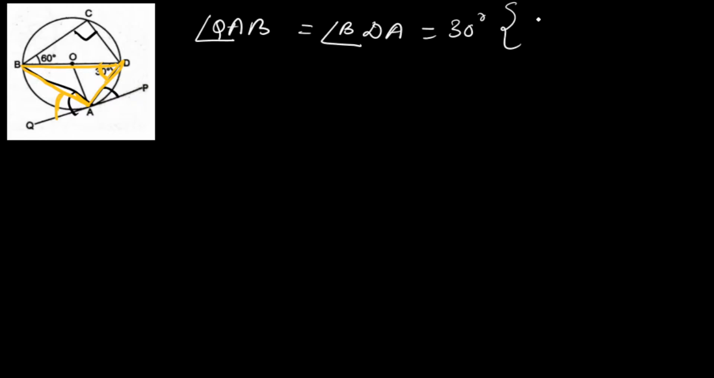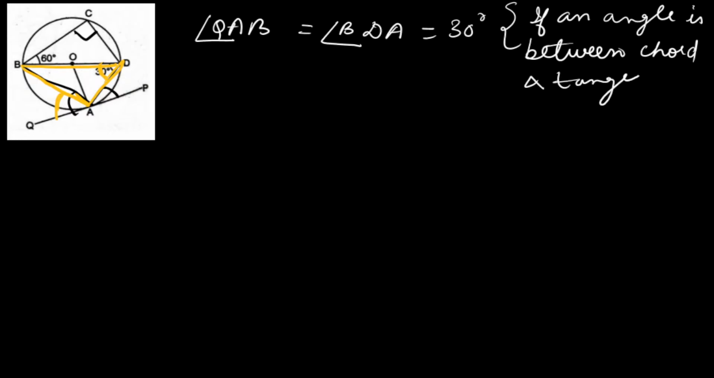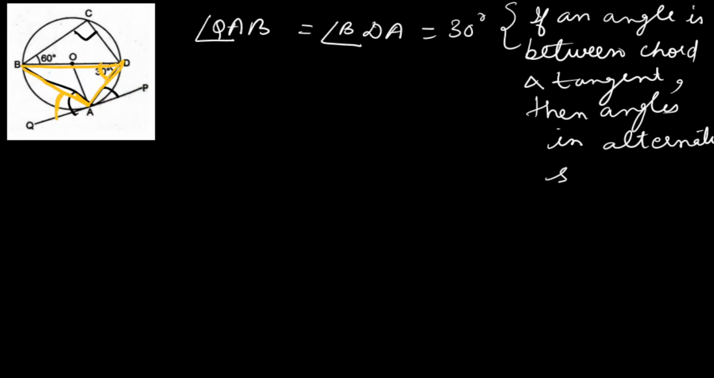In full you can mention, if an angle is between chord and tangent, then angles in the alternate segment are equal. So properly, that is the reason you have to mention. Therefore, the first angle which we had to find, we found it, this is 30 degrees.